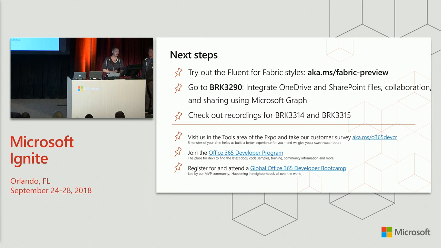So with that, next steps, like I said: try out the Fabric for Fluent styles. Let us know how they are. If you have any questions, we basically live on GitHub and Twitter. If you have questions or feedback, try these out, let us know, and we'll try to incorporate them into a future release.